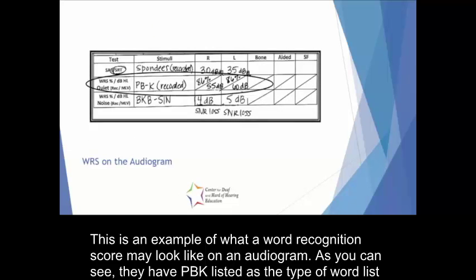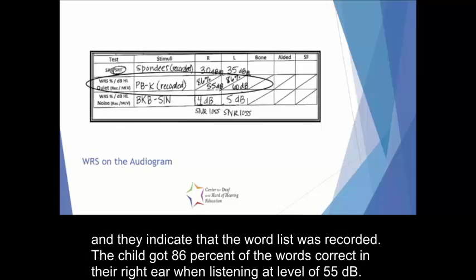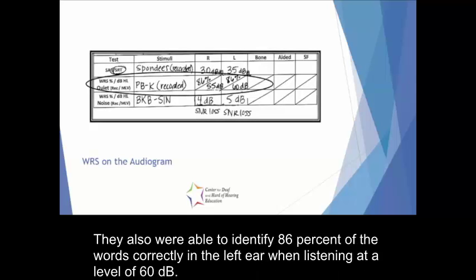As you can see, they have PBK listed as the type of word list, and they indicate that the word list was recorded. The child got 86% of the words correct in their right ear when listening at a level of 55 dB. They also were able to identify 86% of the words correctly in the left ear when listening at a level of 60 dB.